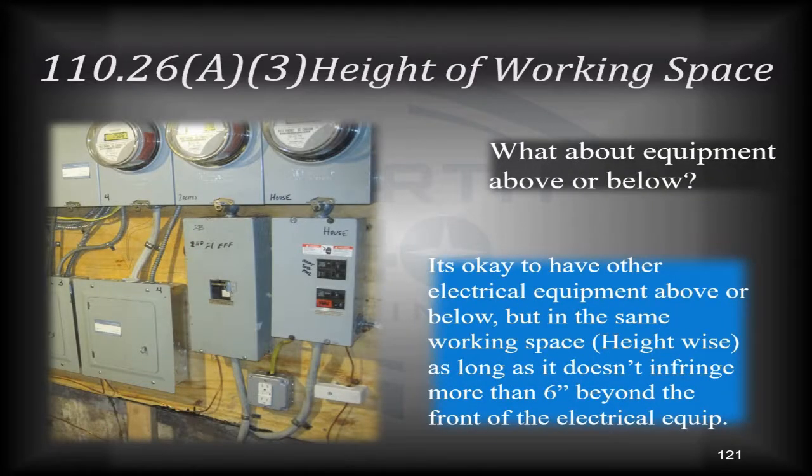What about having stuff mounted above or below? We see this a lot. It's okay to have other electrical equipment above or below, in the same working space height-wise of course, as long as it doesn't infringe more than 6 inches beyond the front of the electrical equipment.